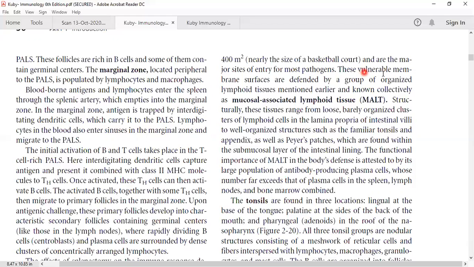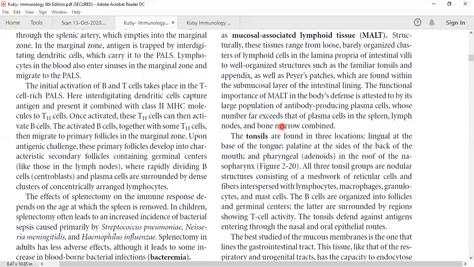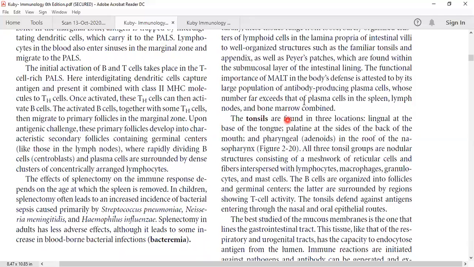These vulnerable membrane surfaces are defended by a group of organized lymphoid tissues mentioned earlier and collectively known as MALT. Right, now we'll discuss the MALT. So first is the functional importance of MALT in the body's defense, attested by its large population of antibody producing plasma cells. Because it is a huge tissue, it will harbor a large number of B cells which can differentiate into plasma cells and therefore they can produce a large number of antibody molecules. So antibodies will be secreted into the lumen of these tracts.